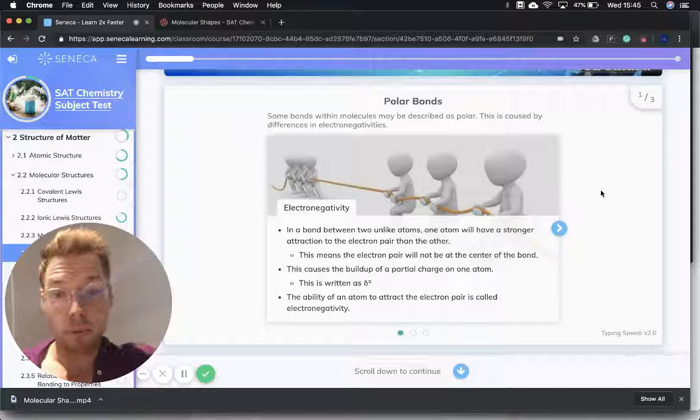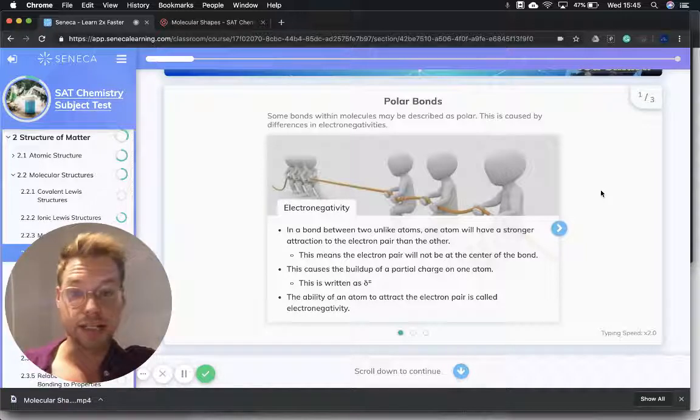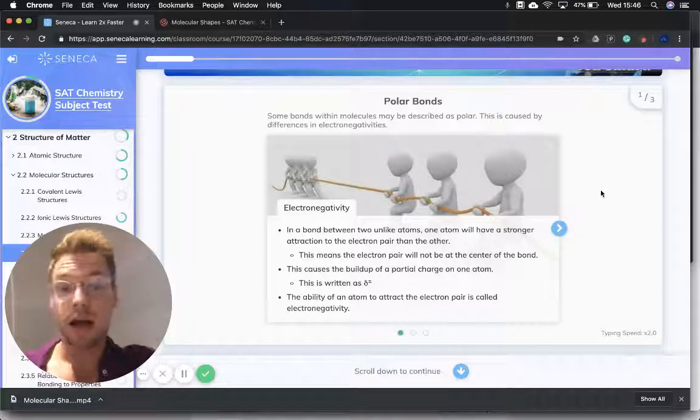So, some bonds within molecules may be described as polar, and this is caused by differences in electronegativities. In a bond between two unlike atoms, one atom will have a stronger attraction to the electron pair than the other. This means the electron pair will not be at the center of the bond, and this will cause a buildup of partial charge on one side of the atom. And we write this as a delta positive or a delta negative.